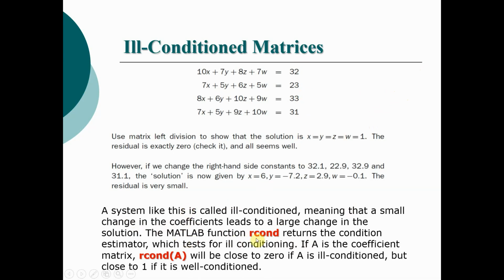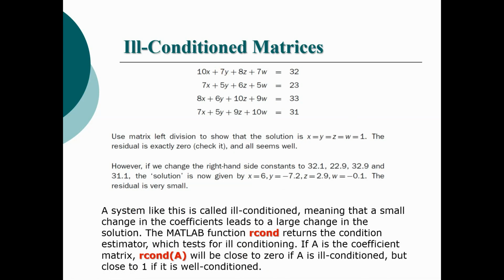So using the MATLAB function rcond, this one returns a number. If that number is close to 0, we know that this matrix is ill-conditioned. But if it's close to 1, we know that it's well-conditioned. So based on the number that we get using rcond, we can determine if the matrix is ill-conditioned or not. So let's look at it. I'm going to write these coefficients here now.